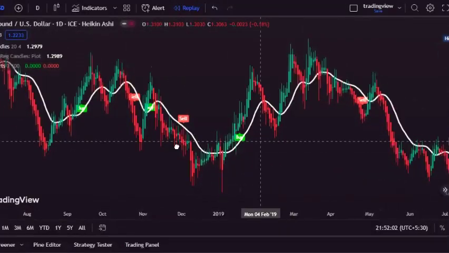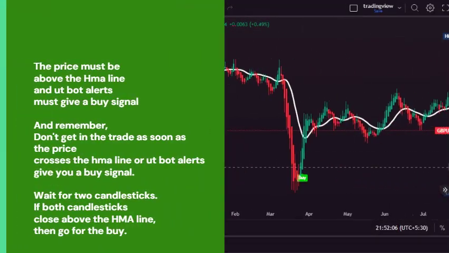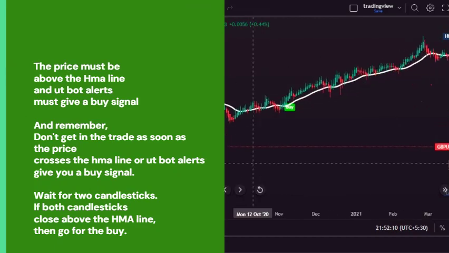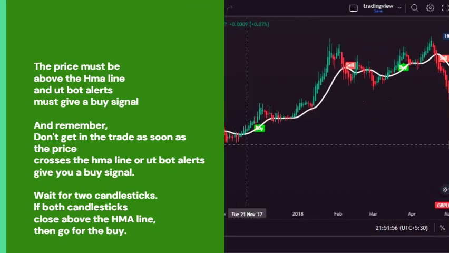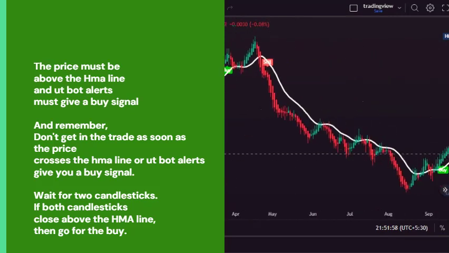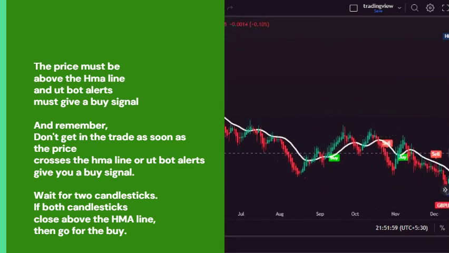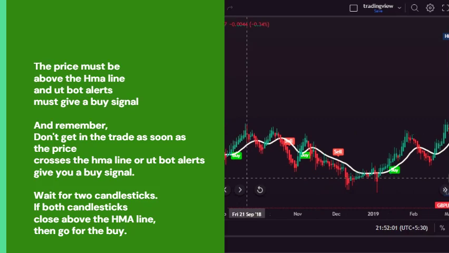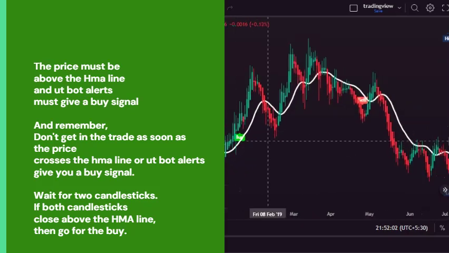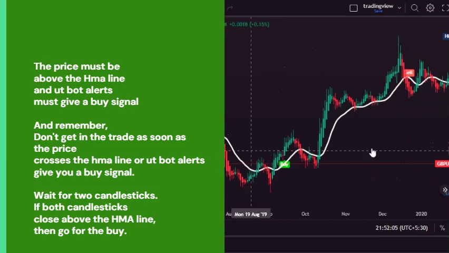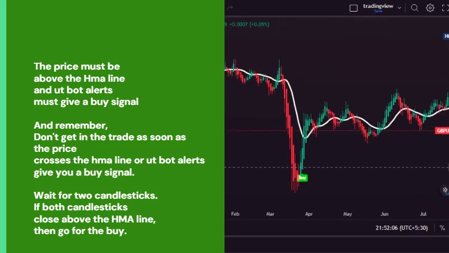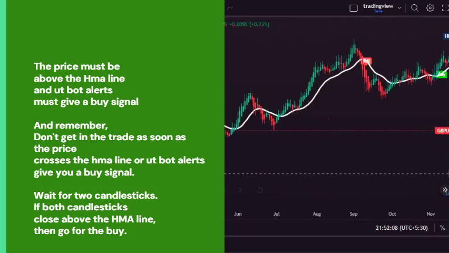Now let's talk about how to enter into a trade. To get into a profitable buy trade, the price must be above the HMA line and UT Bot Alerts must give you a buy signal. And remember, don't get in the trade as soon as the price crosses the HMA line or the UT Bot Alerts give you a buy signal. Wait for 2 candlesticks. If both candlesticks close above the HMA line, then go for the buy.